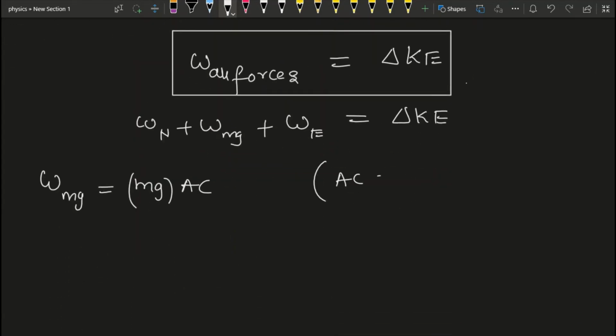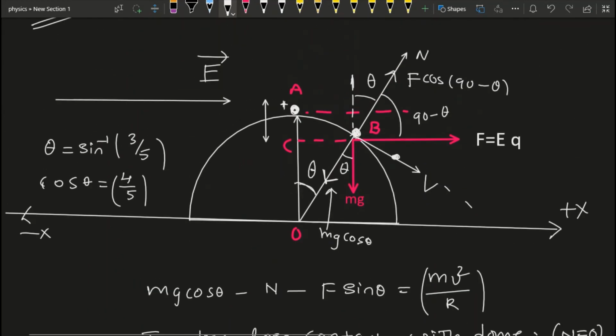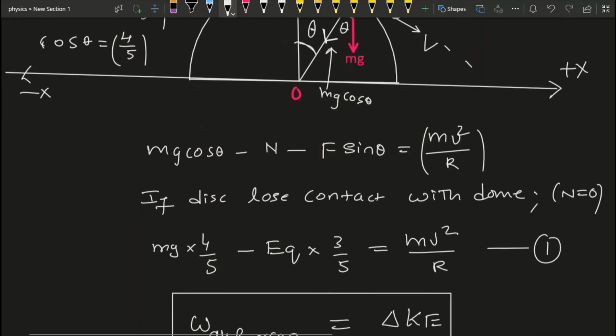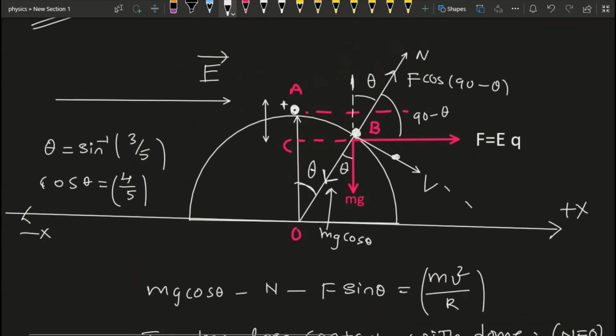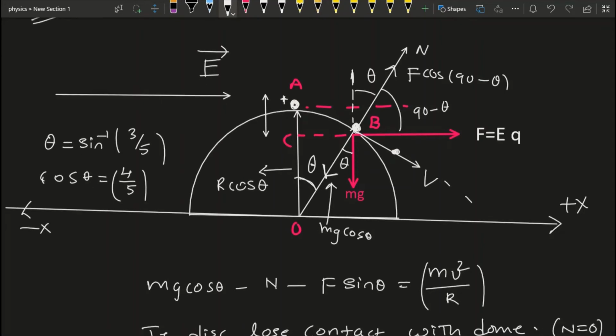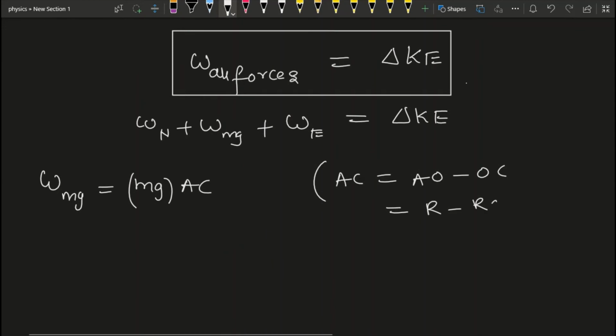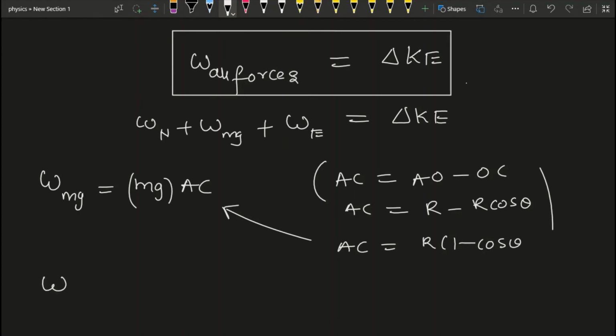How to calculate this AC? AC can be easily calculated. AC can be written as AO minus OC. AO is R, and what is the value of OC? OC is R cos theta. You can directly write that here. And the AC value we are getting is R into 1 minus cos theta. So this is the value of AC. We can plug it here. So now the work done by gravitational force is mgR into 1 minus cos theta. That is the thing that we are getting.